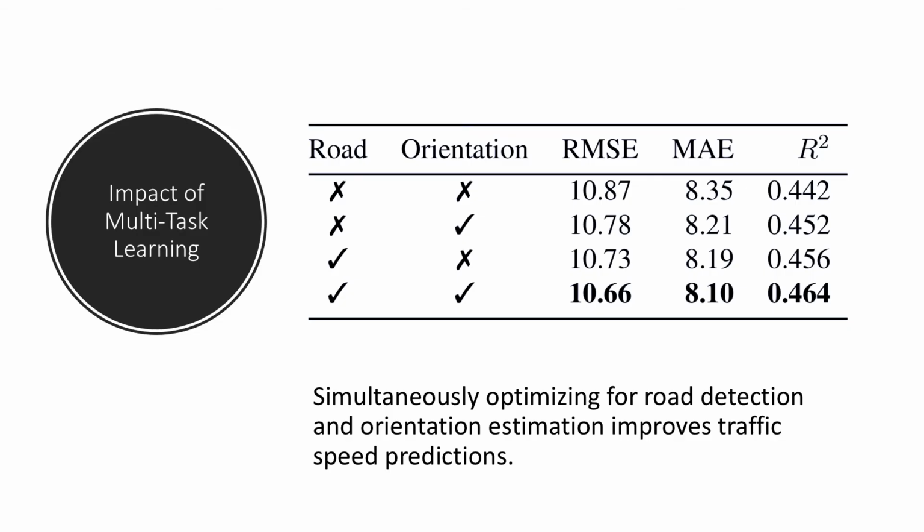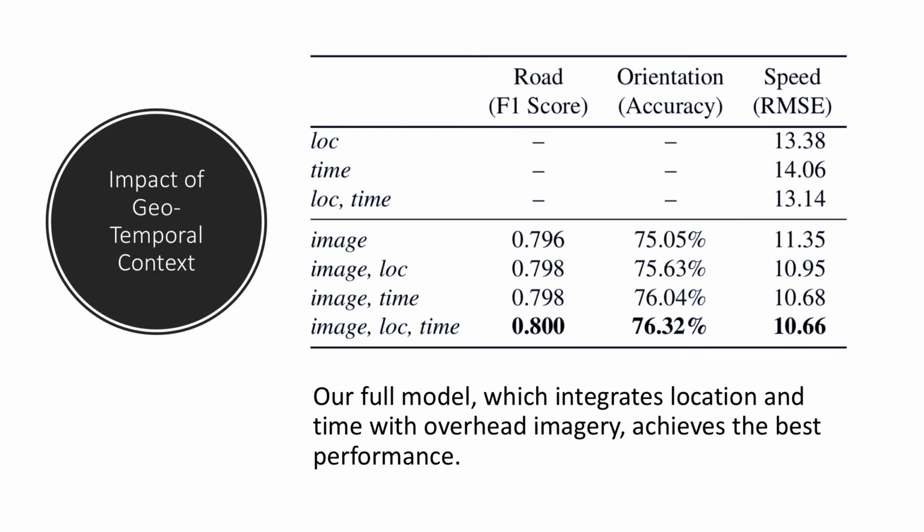An ablation study explores the impact of our multitask approach. We've found that integrating the road detection and orientation estimation tasks into our architecture improves the resulting traffic speed predictions. Similarly, we conducted an ablation study to analyze the impact of integrating geotemporal context for traffic speed prediction. Our approach, which combines overhead imagery, location, and time, outperforms all baselines, including a metadata-only approach.